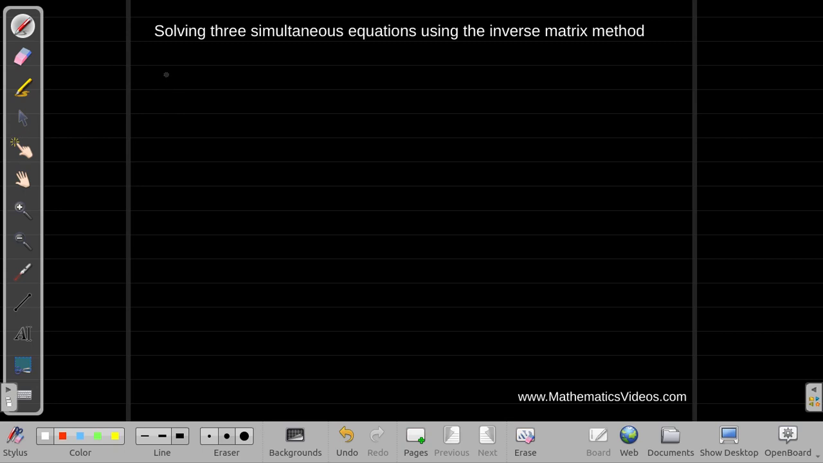Suppose you have x plus 2y minus z equal negative 10. All right, good. After that, you have another equation. This is equation 1.